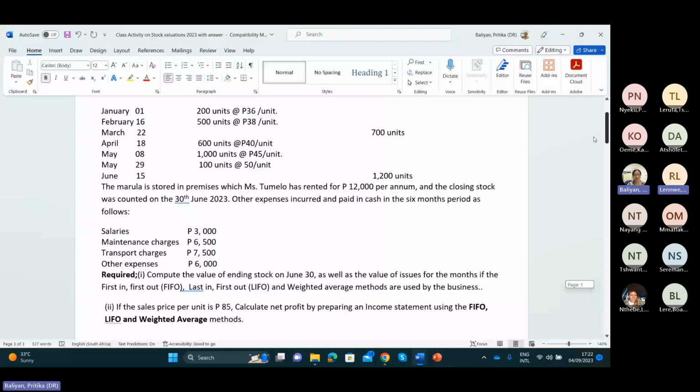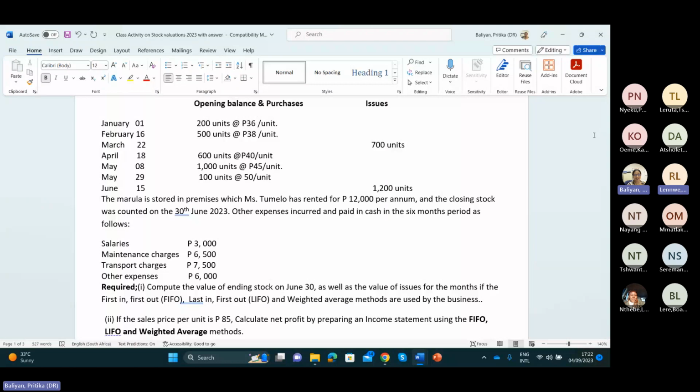So, ma'am, we say 200 times 36, 500 times 38, right? Then we add that together. Yeah. Then we also add the units separately, and the answer that we get, we divide it by the total units. We divide the value, which is purchases and opening balance, if the opening balance is also there, by the number of units. Okay, ma'am. Thank you.